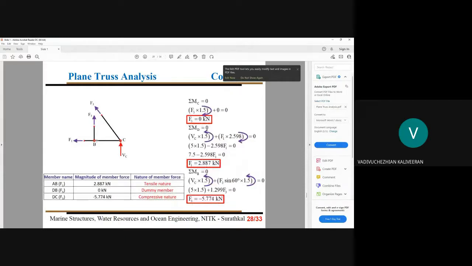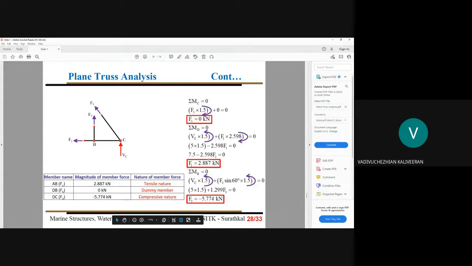When you think about the moment about this point B, VC into 1.5 produces a counterclockwise moment. And F3 is at 60 degrees, no? So F3 cos 30 into 1.5 produces a counterclockwise moment. So now you are getting F3 equal to minus 5.774 kN. So we know F3, we know F5. We have noted F5, F3.